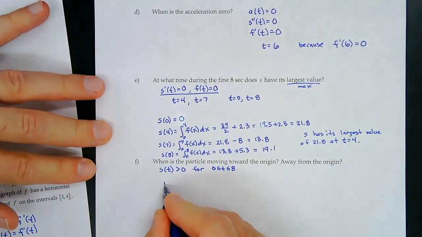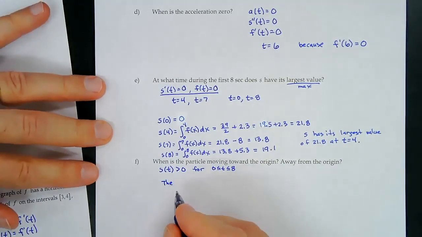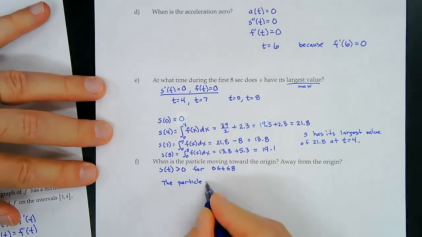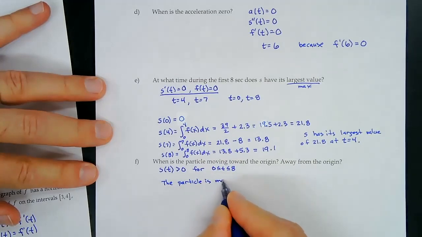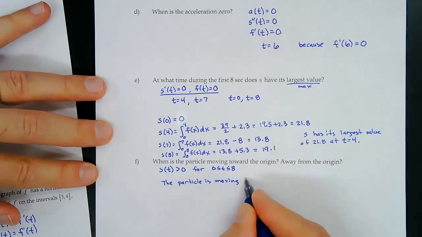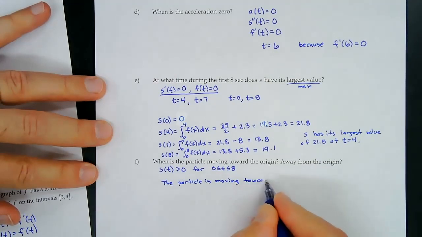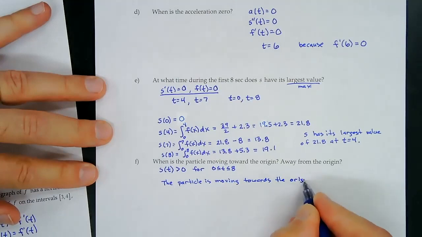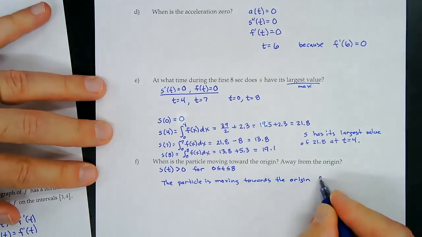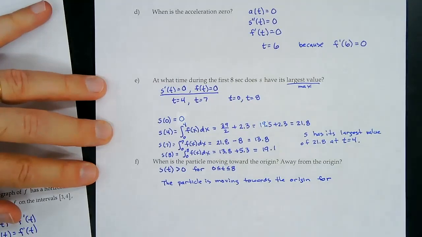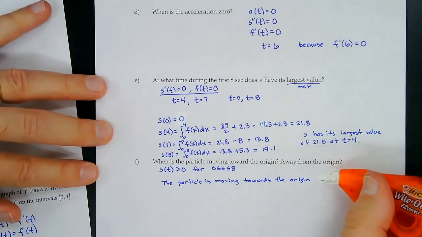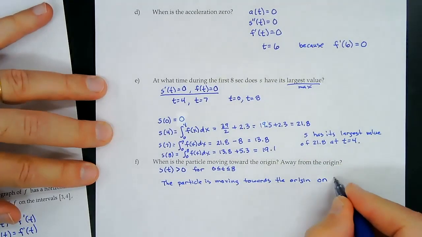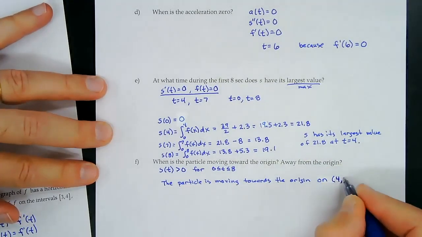So the particle, and this is the hardest one of all of these, the particle is moving towards the origin on, let me change it to on, because then we can write interval notation, on the open interval (4, 7).